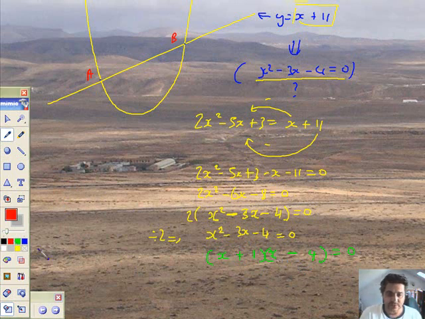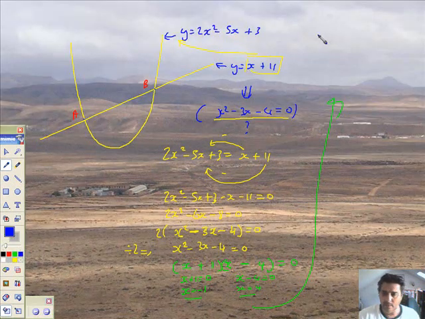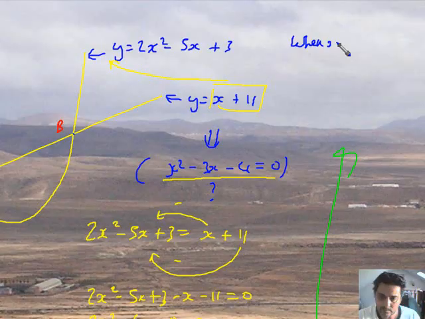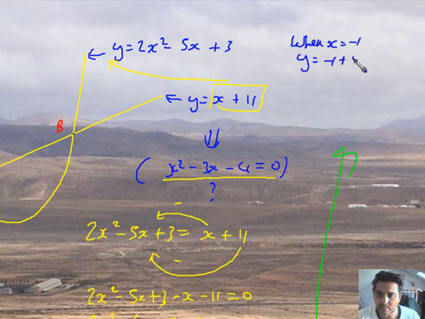Yeah, here are the 2 solutions. I've got x plus 1 equals 0, therefore x equals minus 1, one solution. I've got x minus 4 equals 0, so x equals 4, second solution. Now let's work out their corresponding y's. I have to come up here because I've run out of space. So here I go. When x equals minus 1, y equals minus 1 plus 11. Look, it's right there, can you see? So minus 1 plus 11 equals 10.